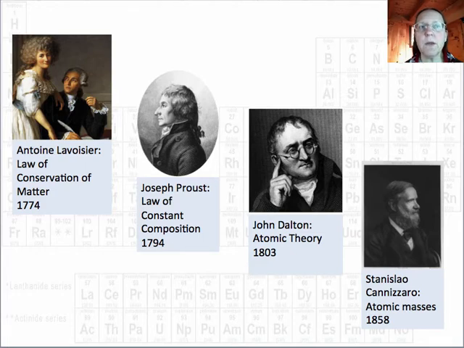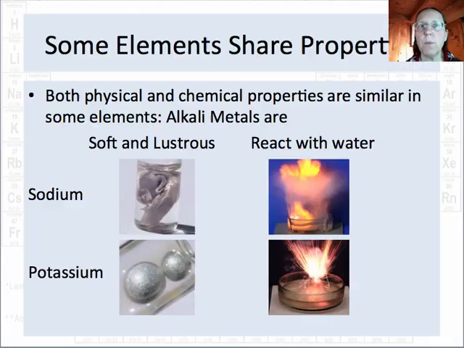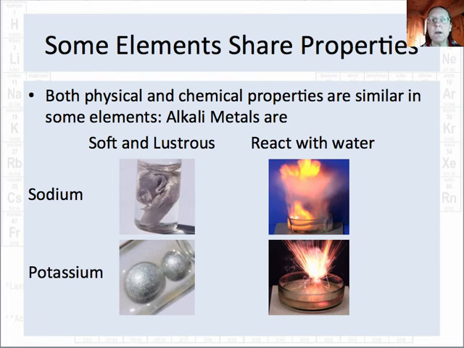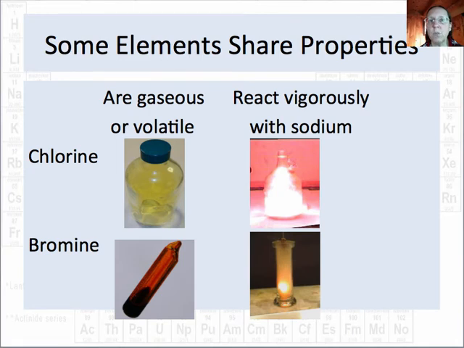As elements were characterized by their physical and chemical properties, it became clear that many elements share properties. For example, sodium, potassium, and rubidium are all soft silver metals that react vigorously, even violently, with water. Fluorine, chlorine, bromine, and iodine are gases or very volatile liquids or solids, meaning they go easily into the gaseous state, which react violently with sodium, potassium, or rubidium.